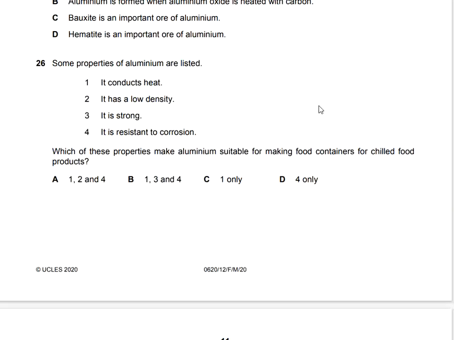Some properties of aluminum are listed. It conducts heat, it has low density, it is strong, it is resistant to corrosion. Which of these properties makes aluminum suitable for making food containers for chilled food products? If you're talking about chilled food products, you are putting it in a refrigerator or a chiller or a freezer. So it should not conduct heat. It should have high density. Yes, it may be strong, but it should be resistant to corrosion. The correct answer for that is letter D.